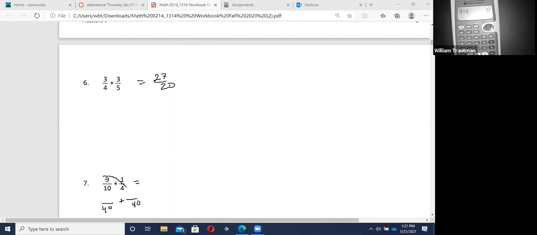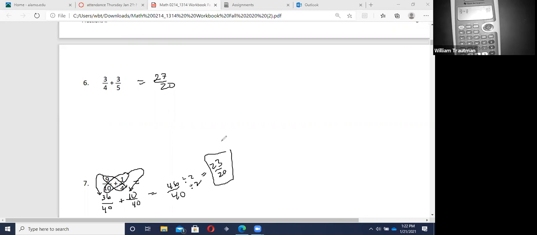Then we multiply the top of the first with the bottom of the second. 9 times 4 is 36. And we multiply the bottom of the first with the top of the second. 10 times 1 is 10. Then we add fractions when the bottoms are the same. We add the tops. We don't touch the bottom. And we try to reduce. I'm going to divide both by 2 because they both end in an even number. 23/20. And that's my answer.